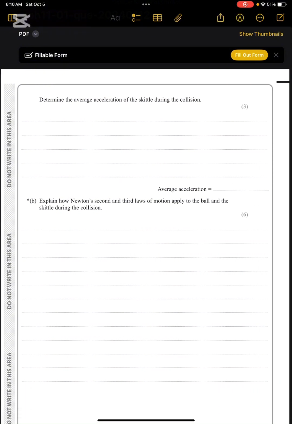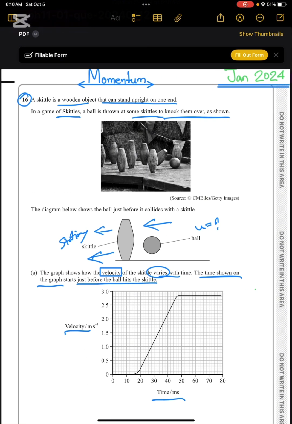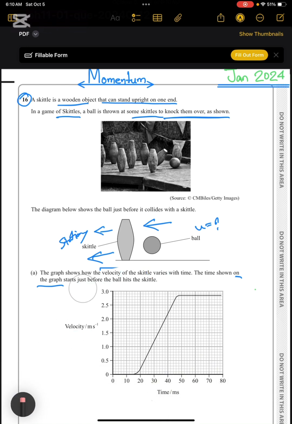In the question, they have asked us to determine the average acceleration of the skittle during the collision. So we have to find out the average acceleration. We all know that the gradient of the velocity time graph gives us the acceleration. So let's go and find it out.